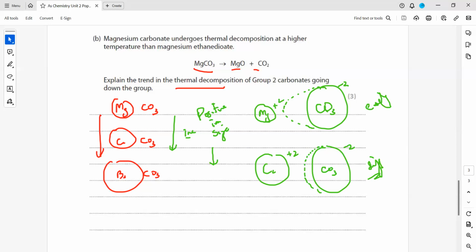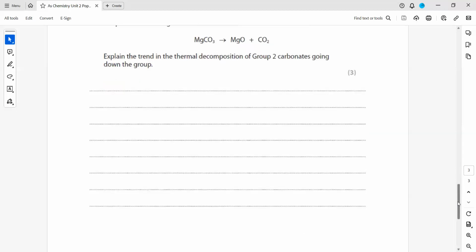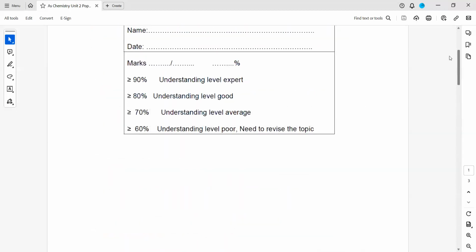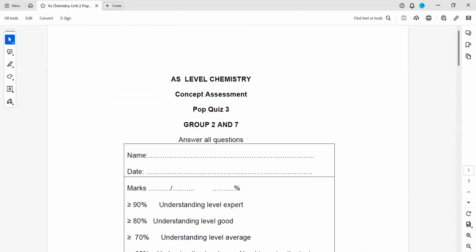So the first thing you will mention is that as we go down the group, the size of the positive ion increases. So the polarization or the distortion decreases. So it will become more difficult to decompose the carbonate. At the top of the group, it will be easy to decompose as compared to the bottom of the group.